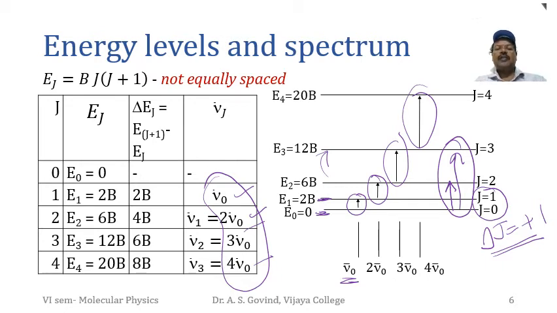So nu bar 1 is twice of nu bar 0, nu bar 2 is 3 times, nu bar 3 is 4 times of nu bar 0. And that's what we mean when we say frequencies are having equal spacing. So notice that all these gaps are equal and the difference that you get here is nu bar 0. So this is the explanation that you give for the spectrum.